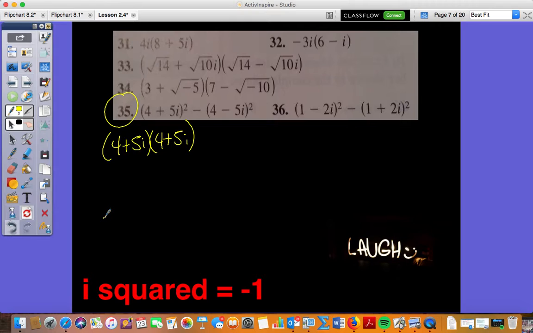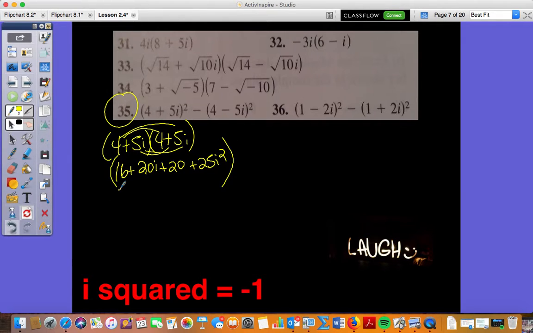16, 40i. 20i, and then you already kind of jumped ahead, right? Because once I do 4 times each of these, then I can go 5i times 4 to get me 20i, and then 5i times 5i is plus 25i squared, right? Okay? Good. That's my first part.